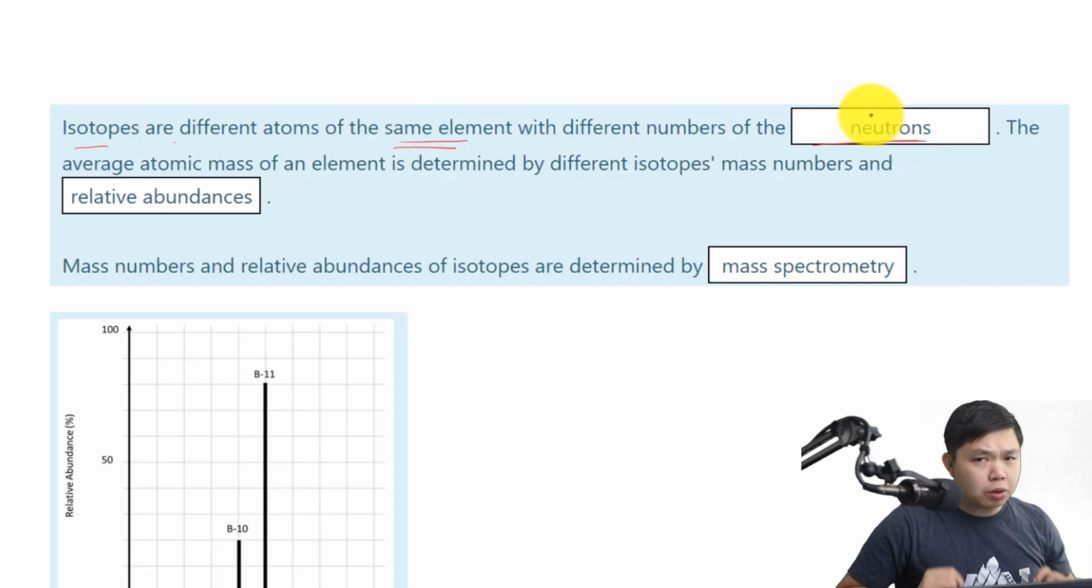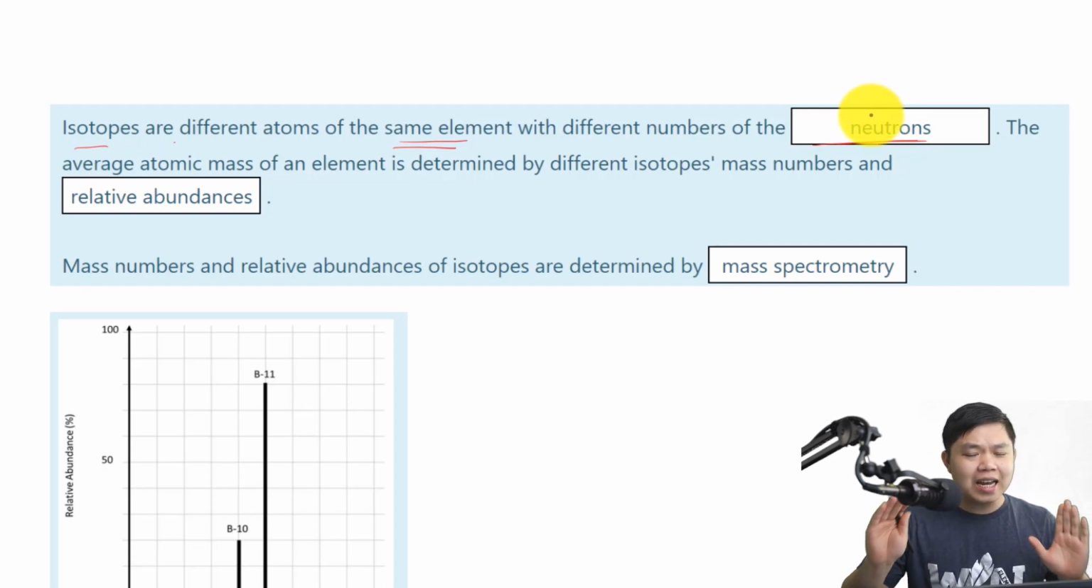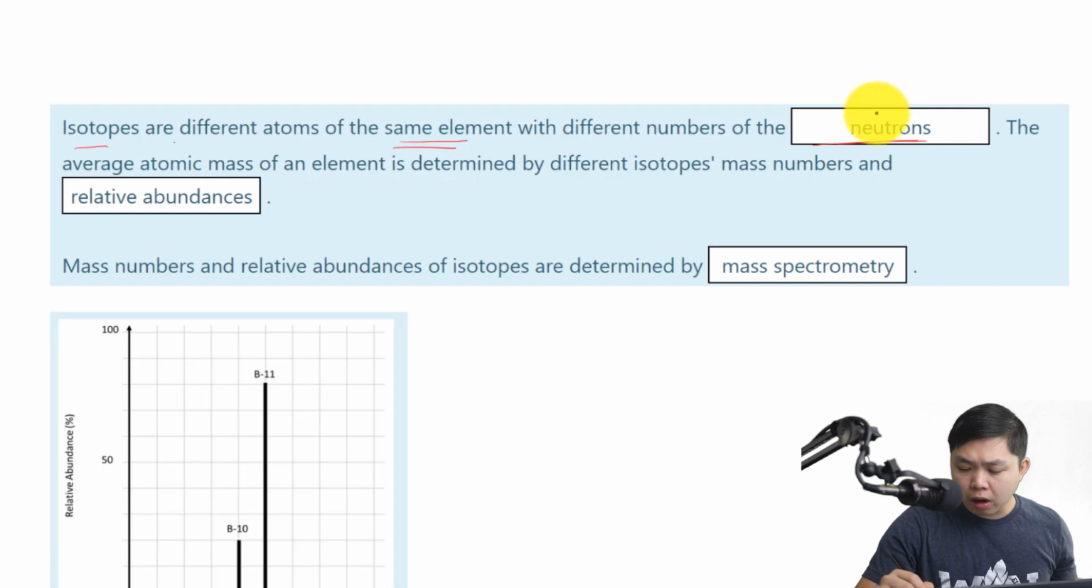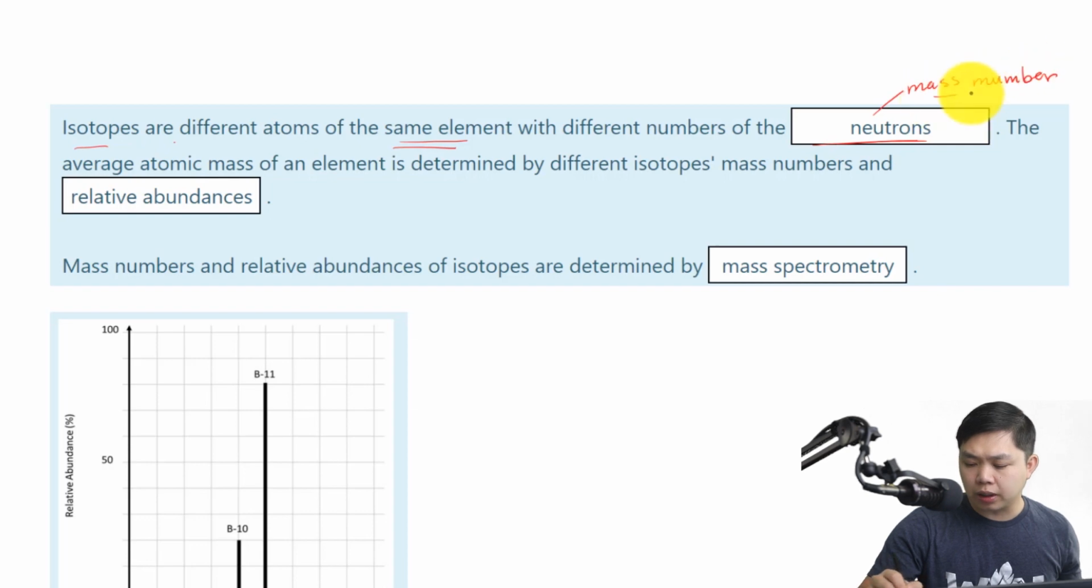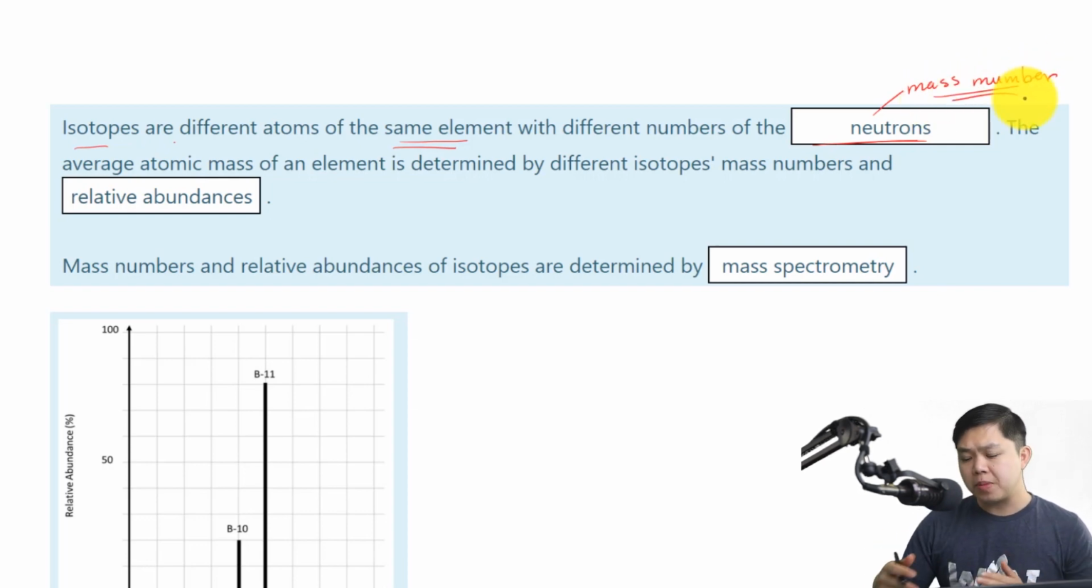Now remember, changing the number of neutrons does not change the identity of that element, but what we are going to change is the mass, specifically the mass number of that isotope, okay? So if we have more neutrons, the mass number of that isotope increases, and vice versa.